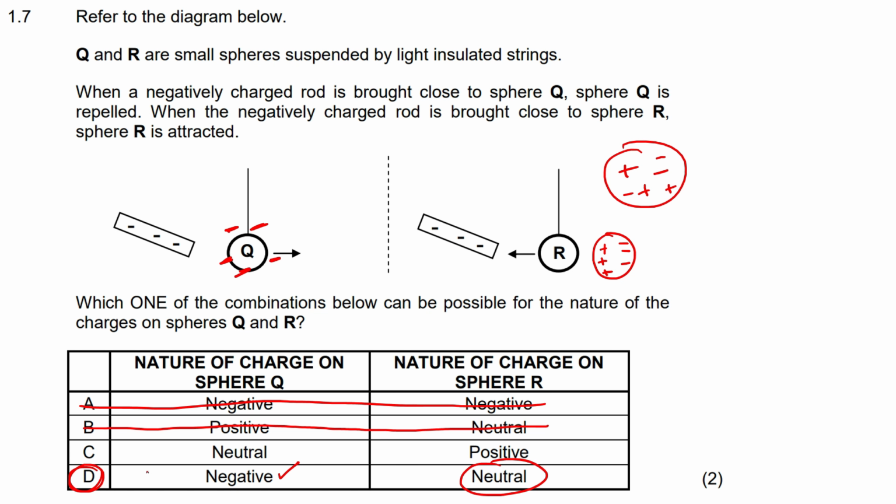You might be wondering, why can't C work? Well, C wouldn't work because if this one was also neutral, then as soon as the rod came closer, the positives would rearrange themselves to go on this side, and the negatives would go on the other side, and then Q would actually be attracted instead of repelled. So we can't have it that this one is neutral. So the correct answer has to be D.